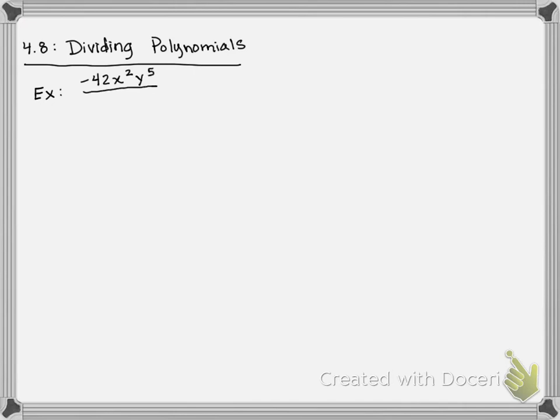Dividing polynomials. So if we do negative 42x to the 2nd y to the 5th divided by 3xy to the 2nd.